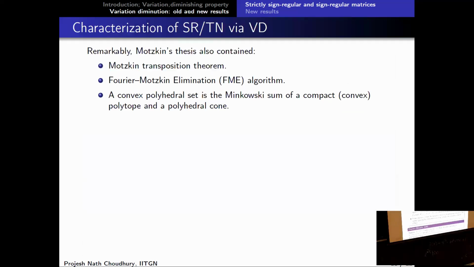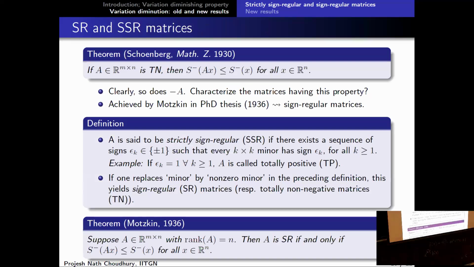Motzkin in his PhD thesis also studied the famous Motzkin transposition theorem, the Fourier–Motzkin elimination algorithm, and other things. So in his thesis, he was able to characterize with these additional conditions. If you look at this statement, it doesn't say anything about the sign pattern of this matrix. It just says that it is an SR matrix. We don't know anything about its sign pattern.